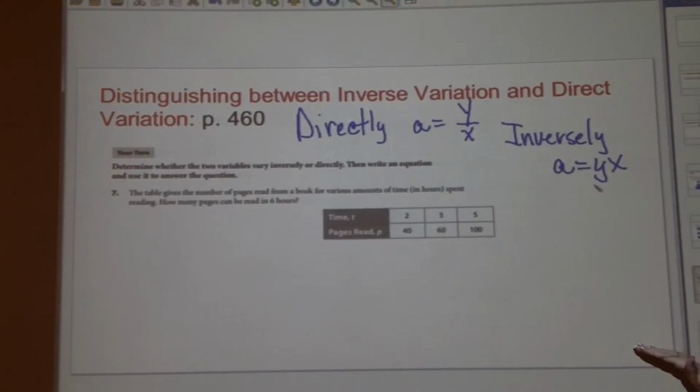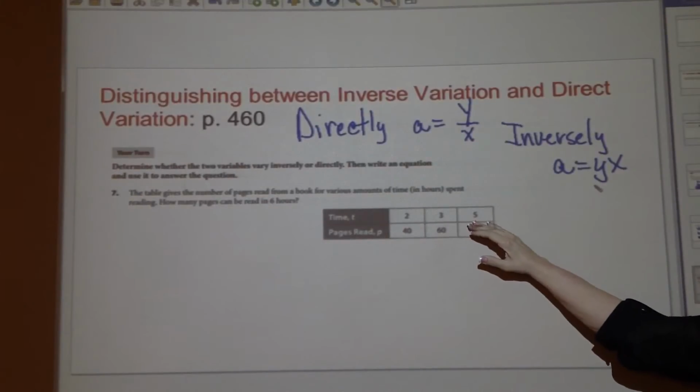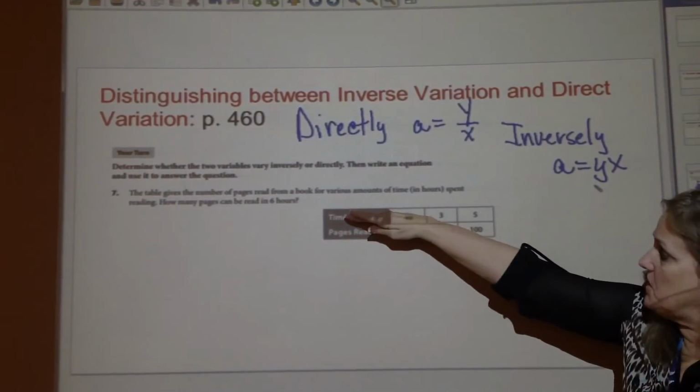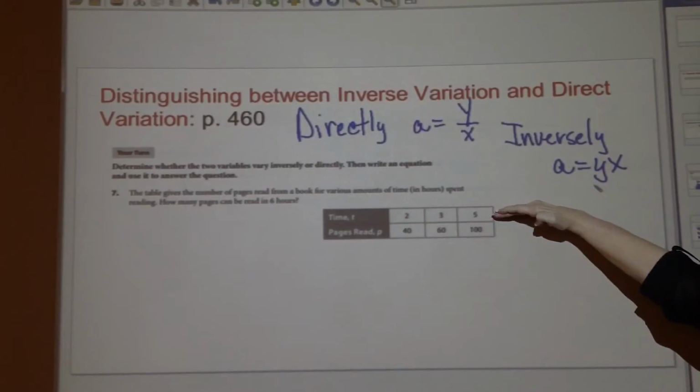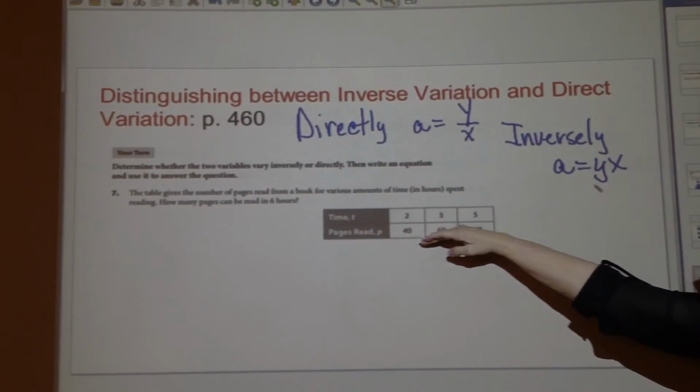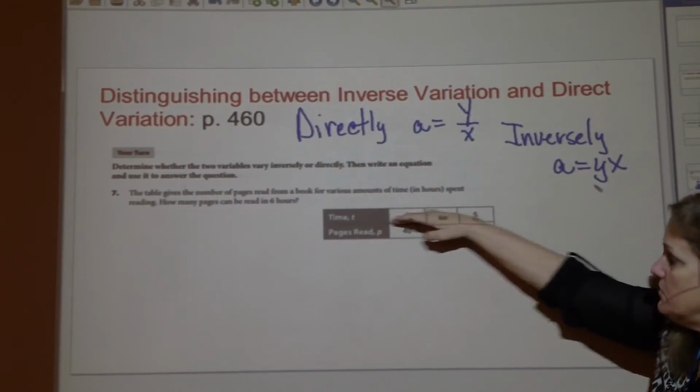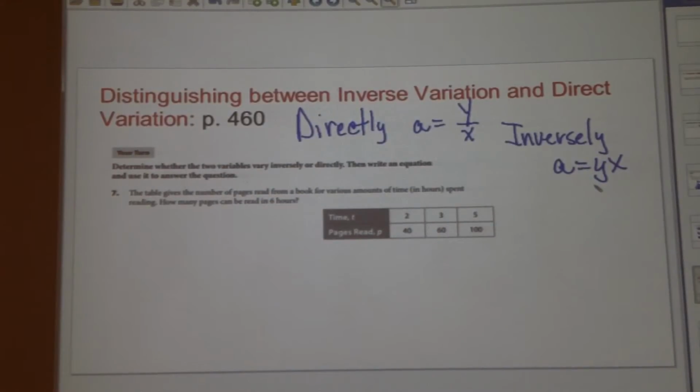Okay? So what they're going to give you now is a table. You have to determine, is it inversely or is it directly? Remember that your top values are your x's, and your bottom values are the y's. So you've got to test them. You've got to multiply them and see if the constants are all the same, and then divide them to see if the constants are the same. I'll show you what I'm talking about.